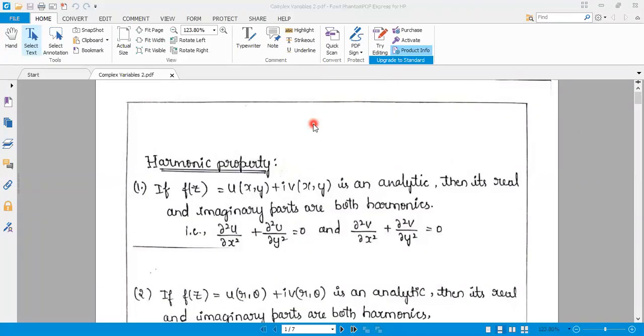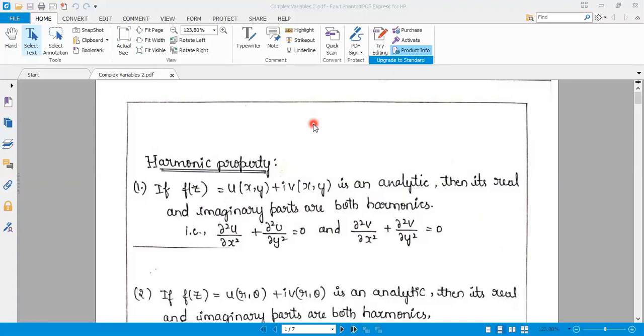Very good morning. So in this lecture, we are going to discuss harmonic function as well as construction of analytic function by the Milne-Thomson method. So first, let us discuss the definition of harmonic function.